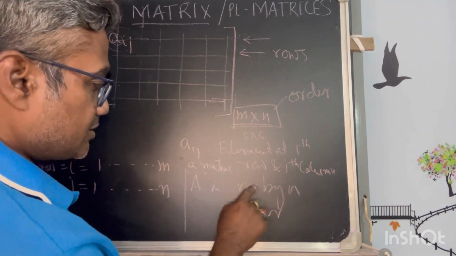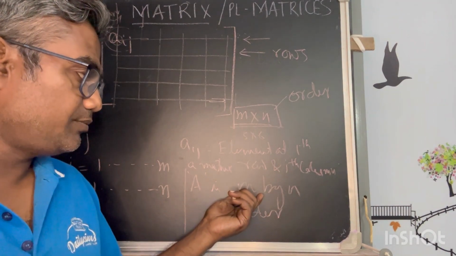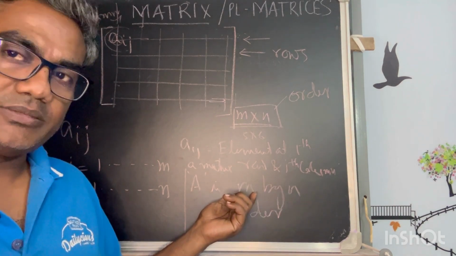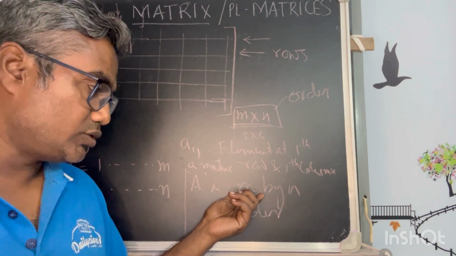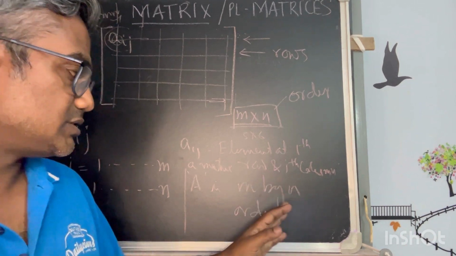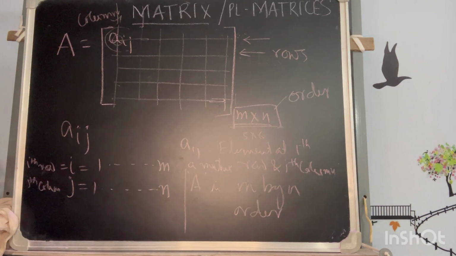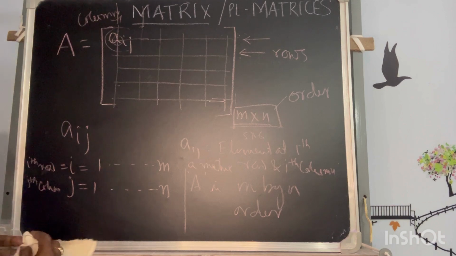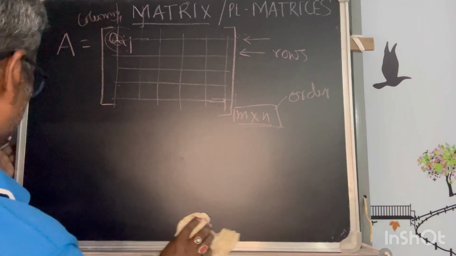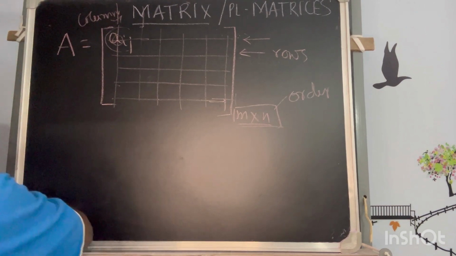a matrix A is m by n order. That means the row will come first and then the column. So this is the representation of the matrix in terms of maximum number of rows by maximum number of columns. This is the generalized representation of the matrix. Okay. So now, how could I represent this matrix as a whole? What could be the terms and how would it look?